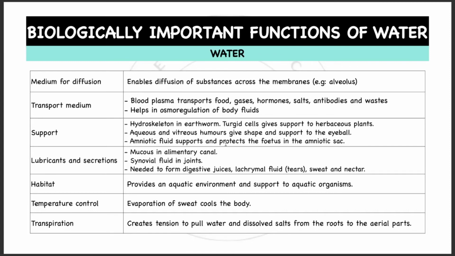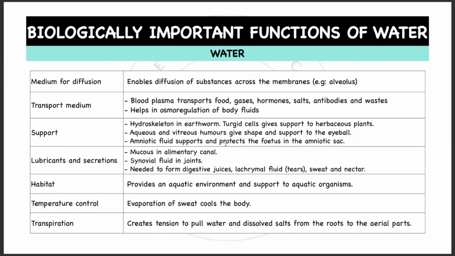So water can act as a medium for diffusion, because substances are able to diffuse across the membrane, for example the alveolus in the lung. Water also acts as a transport medium, like the blood plasma in our body, the blood circulation system actually. It transports food, gases, hormones, salt, antibodies, and waste, and it also helps in osmoregulation of body fluids. Osmoregulation of body fluids means the regulation of the ions and everything.